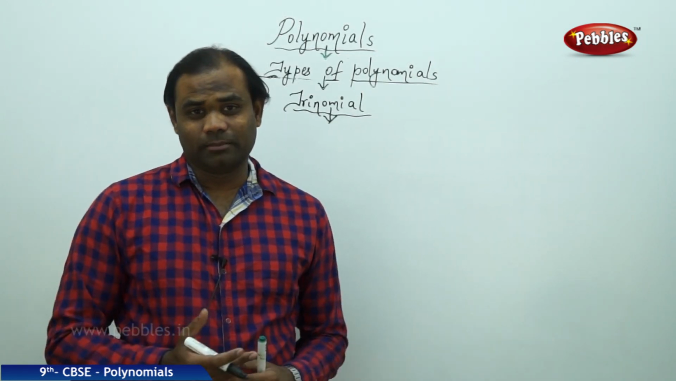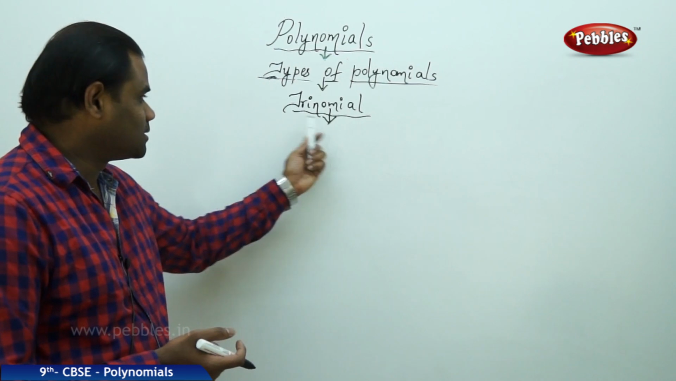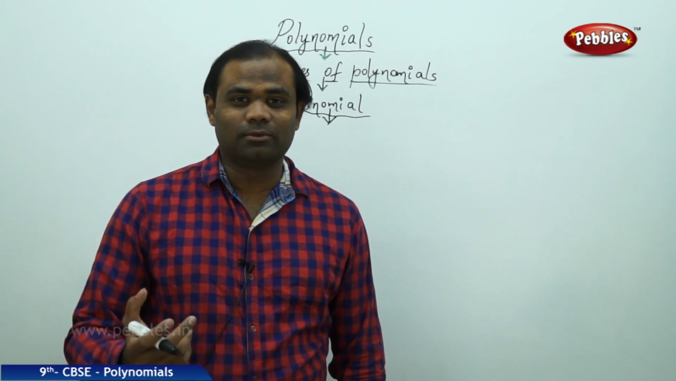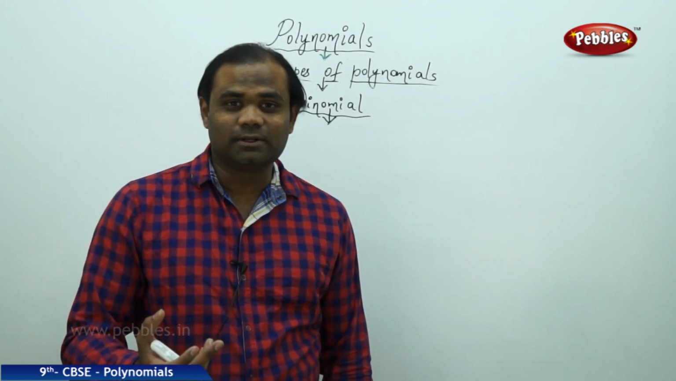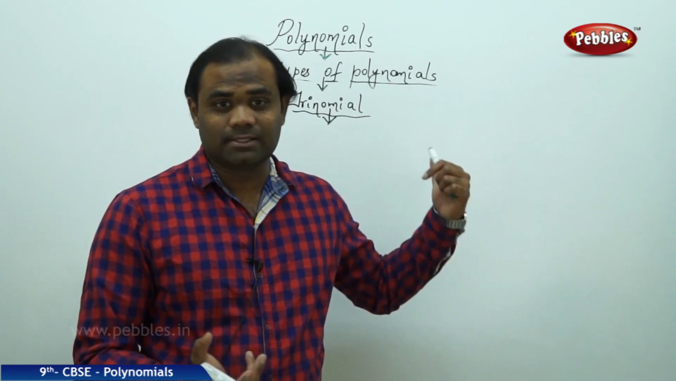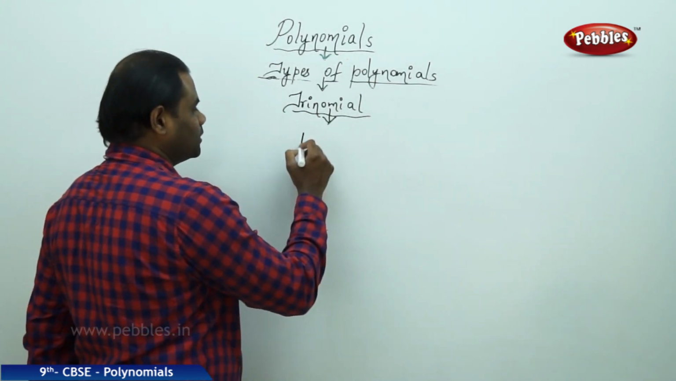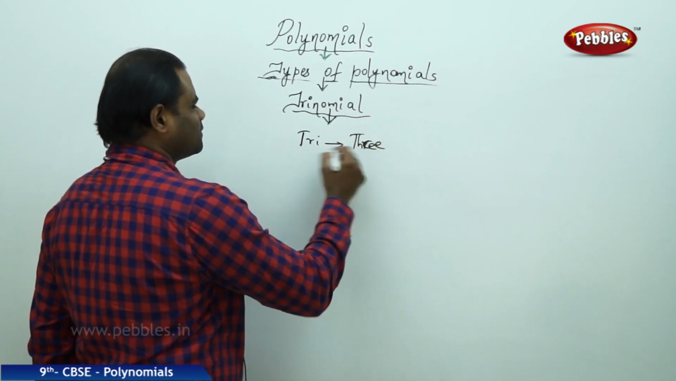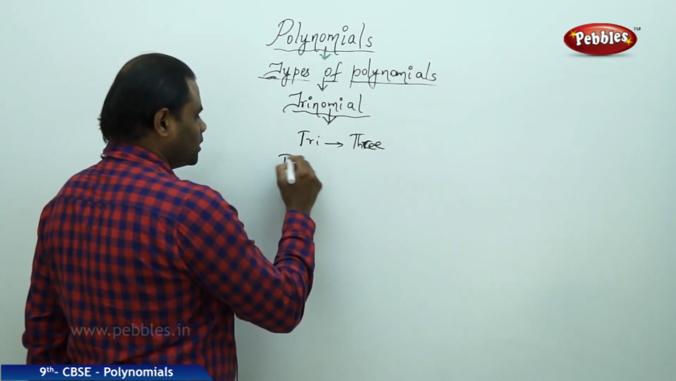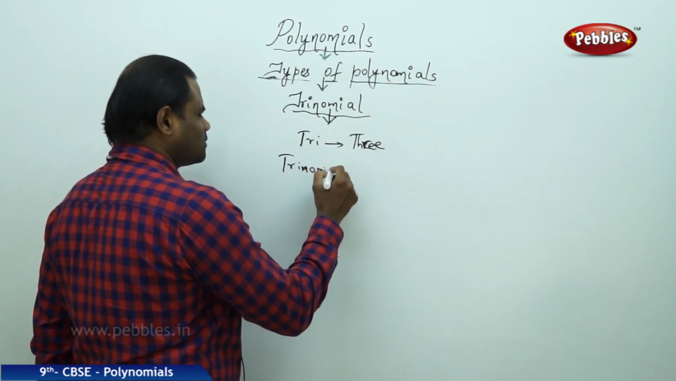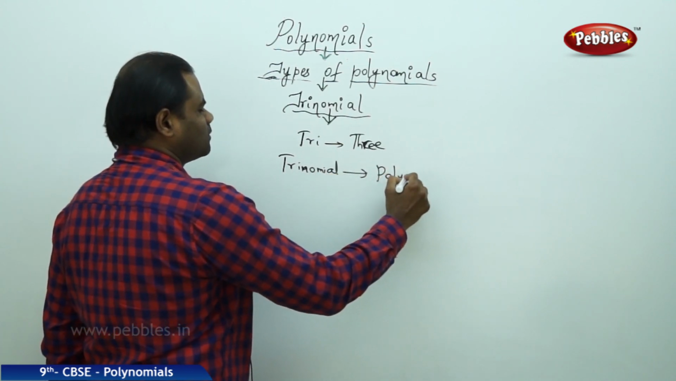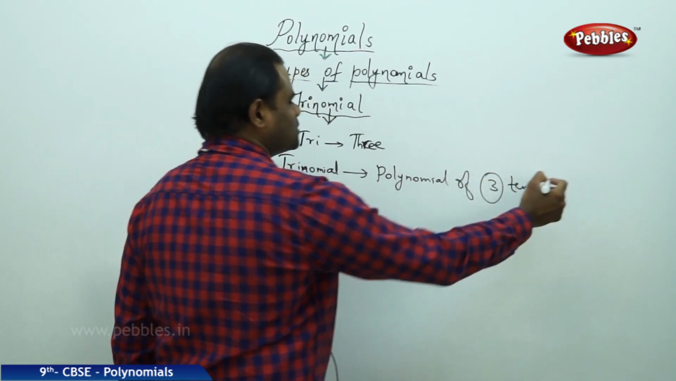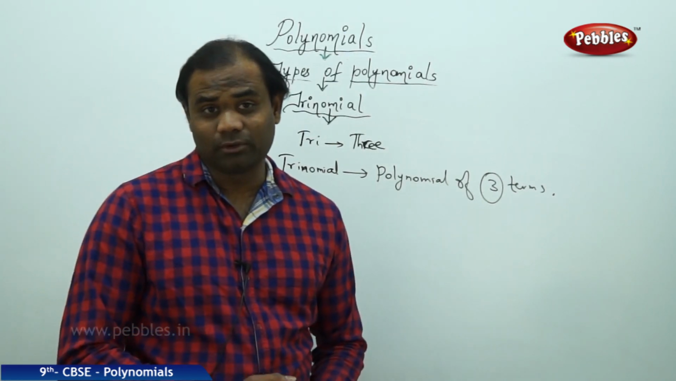The next type of polynomial which we're going to discuss in the session is trinomial. Monomial, a polynomial of one term. Binomial, a polynomial of two terms. Trinomial, a polynomial of three terms. It's as simple as it is written out here. Trinomial, tri refers to three, and hence trinomial is a polynomial of three terms. This is how we understand the definition of a trinomial.